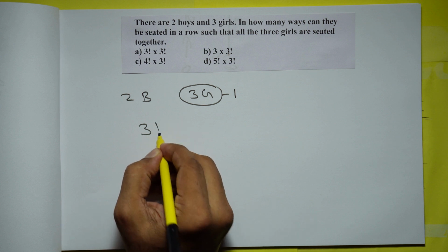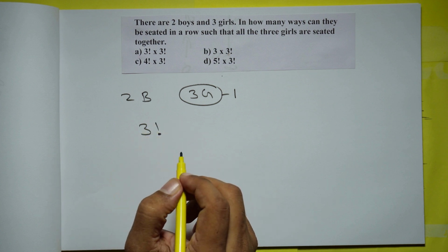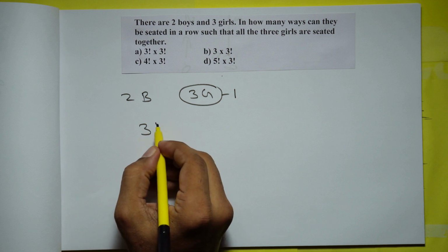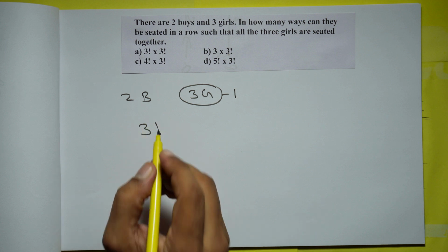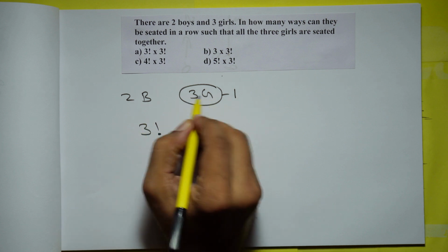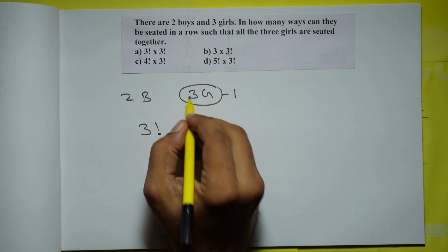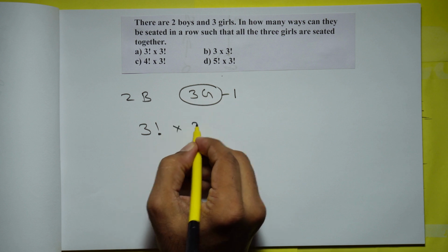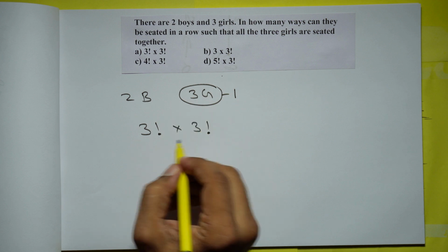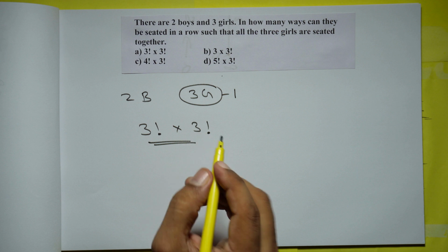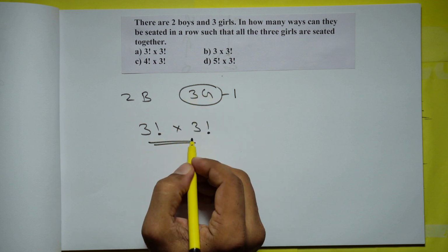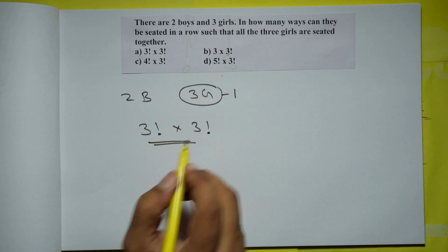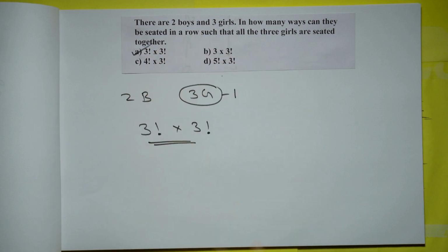They can be interchanged among themselves in 3 factorial ways. And in each of these 3 factorial arrangements, the 3 girls among themselves can be interchanged. They'll still be together. So 3 girls among themselves can be interchanged in 3 factorial ways. So these are the number of arrangements where the 3 girls are always together. That is 3 factorial into 3 factorial, option A.